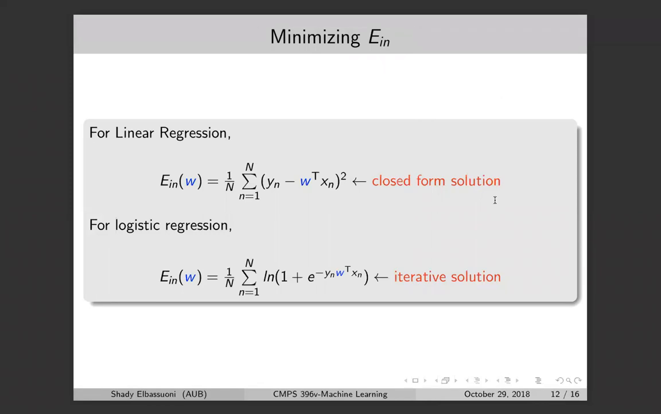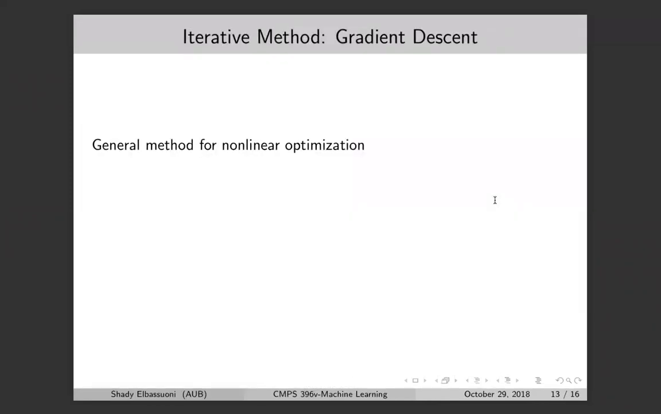Okay. So listen carefully. This is called gradient descent. That's the algorithm for logistic regression training, and for neural networks it's the same algorithm. It's a very nice method. It's a general method for nonlinear optimization.